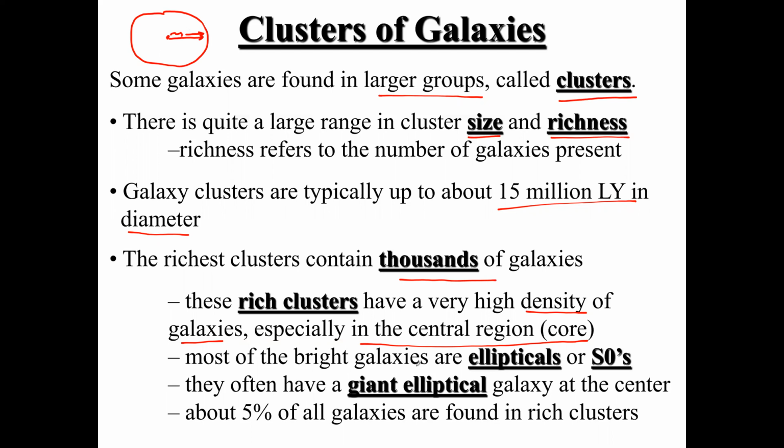And most of the bright galaxies are ellipticals. Now this is something important. Close to this central region, you have a lot of elliptical galaxies and S0 galaxies. Another thing is, in most of these galaxy clusters, you have one very bright galaxy at the center, right? We call this a giant elliptical galaxy, and there is a specific name for it. We call it the BCG, or brightest cluster galaxy, which is not mentioned here, but just for your information.